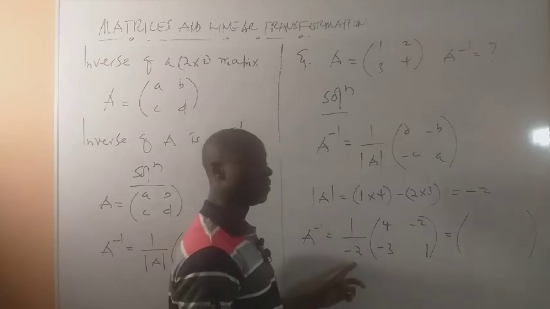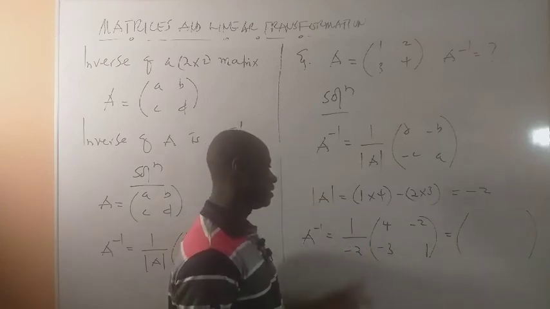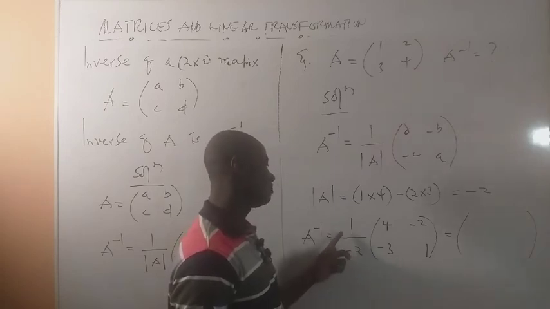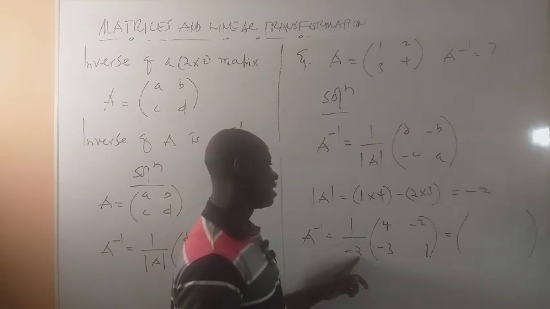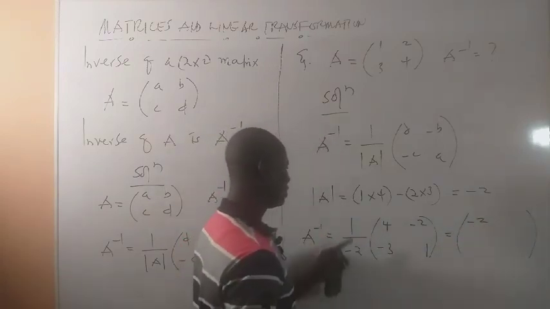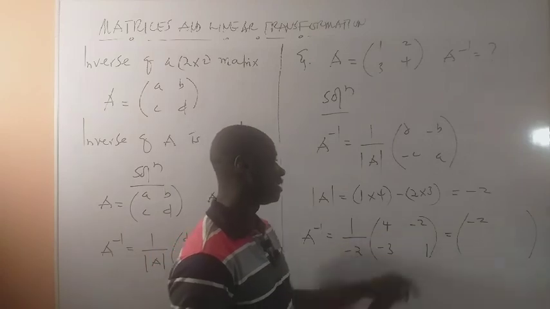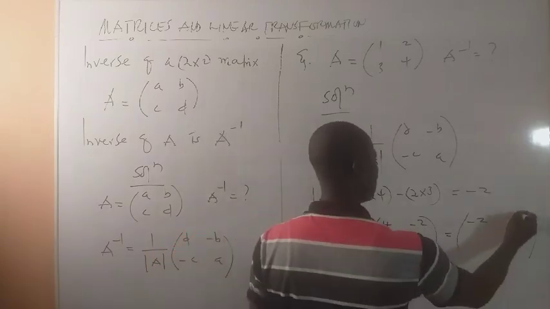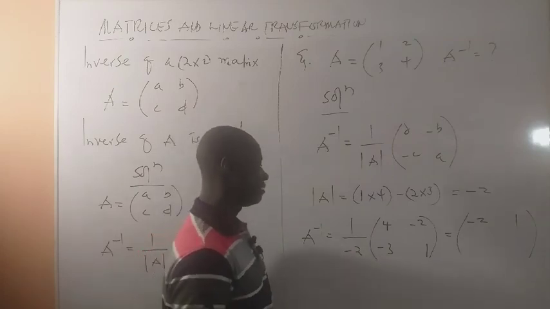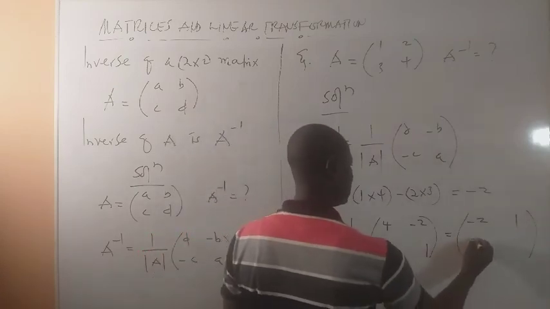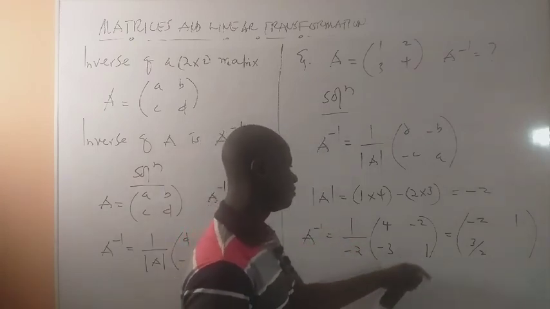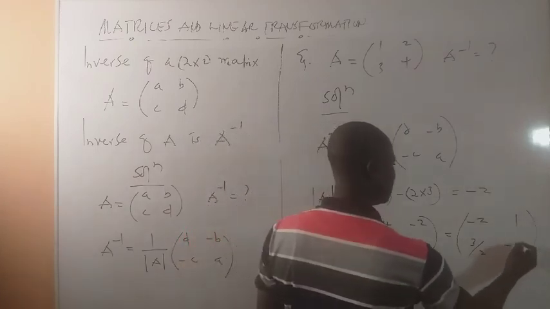When a scalar or a constant is multiplying a matrix, the scalar multiplies all the elements of the matrix. So this is minus half multiplied by 4, and this is giving us minus 2. Then we have minus half also multiplied by minus 2, and we are getting 1 here. Then we have minus half multiplied by minus 3, and we are getting 3 over 2 here. Then we have minus half being multiplied by 1, and we are getting minus half.